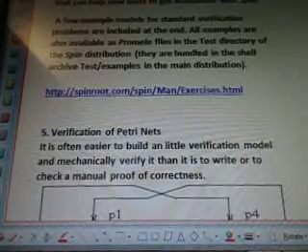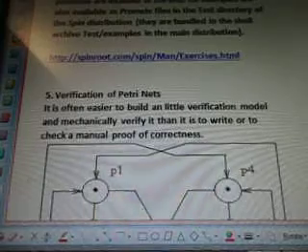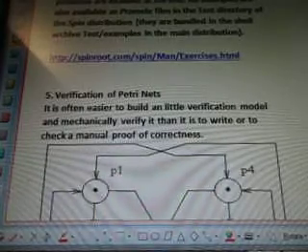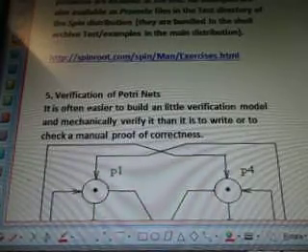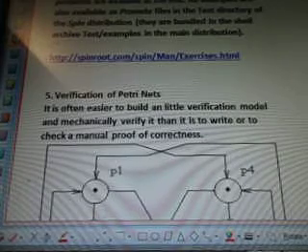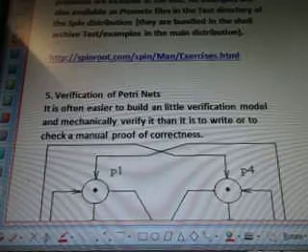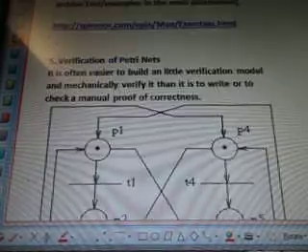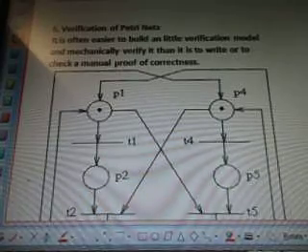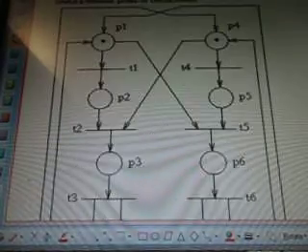Spinroot.com. And this is a 5 verification. Petri nets. It's often easier to build a little verification model and mechanically verify that it is to write or check a manual proof of correctness. Okay.